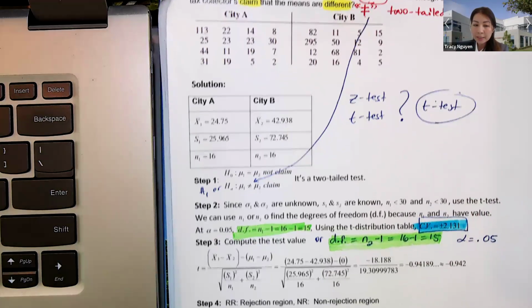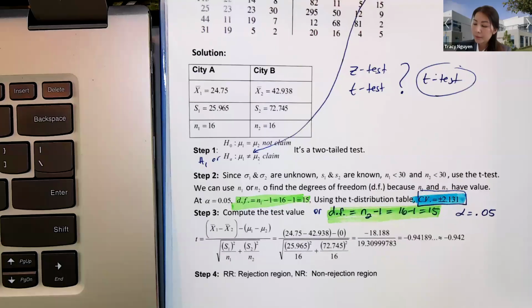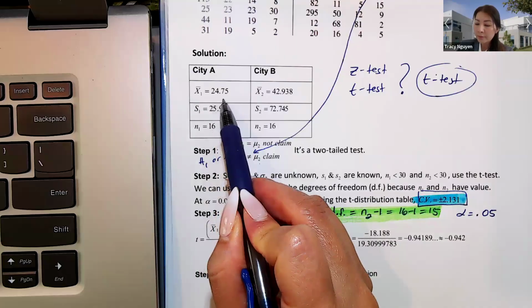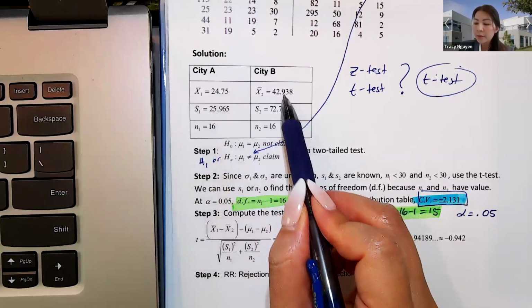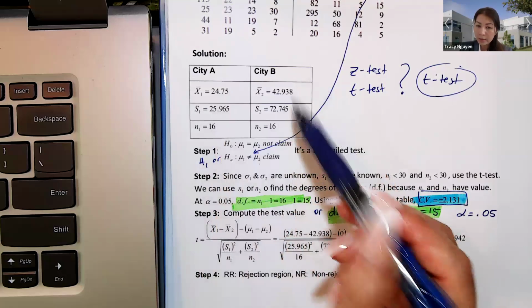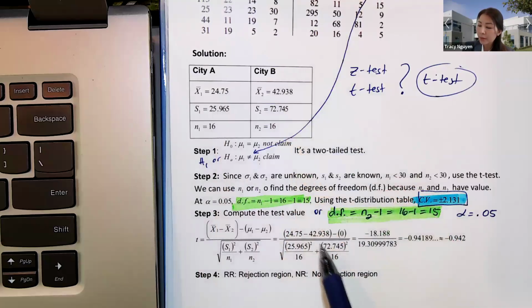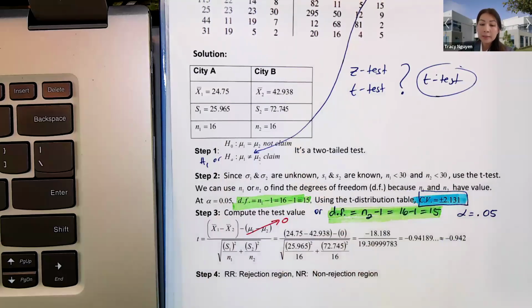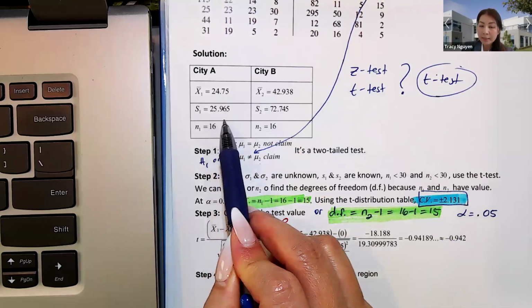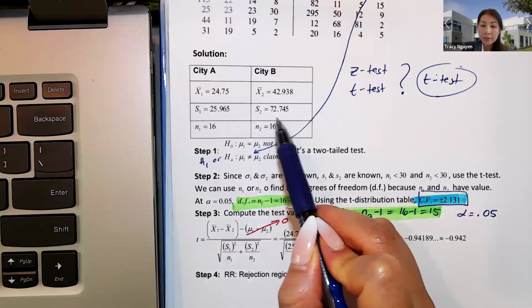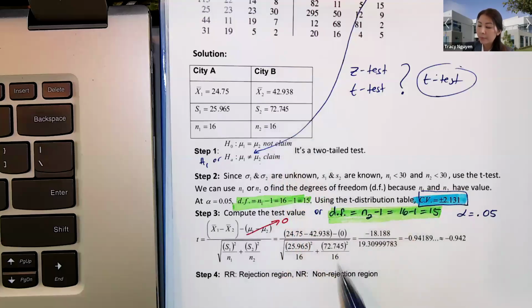Now we're going to compute our test value t. What is t equal to? t equals x1 bar minus x2 bar. x1 bar is 24.575. We did the computation. We didn't do this data summary for the second set of data, but after you do the data summary, you will get x2 bar equals 42.938. Mu1 minus mu2, this part is 0. The denominator is the square root of s1 squared over n1, 25.965 squared divided by n1 of 16, plus s2 squared, 72.745 squared divided by 16.